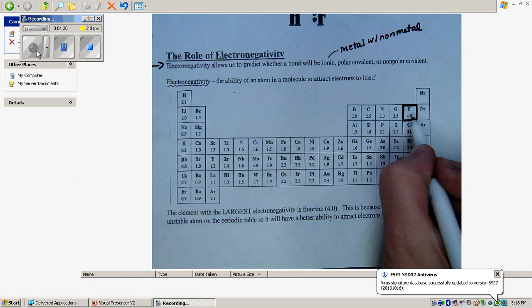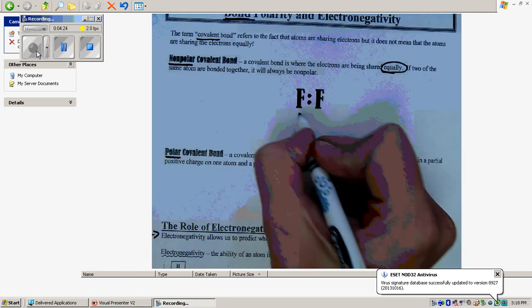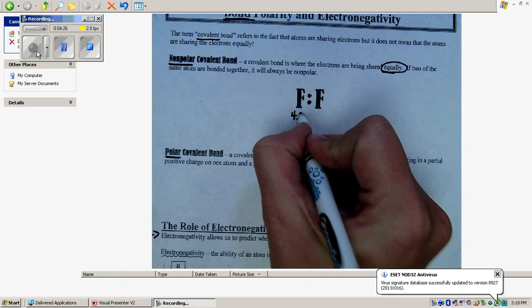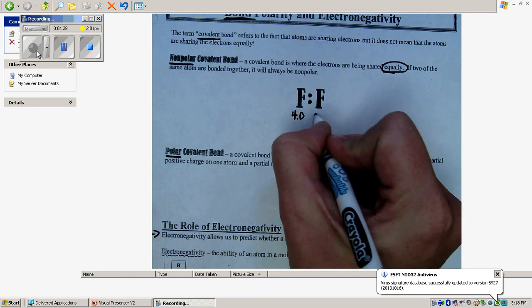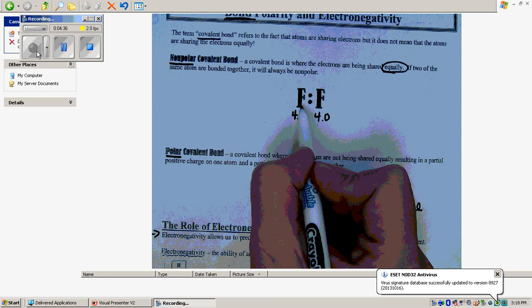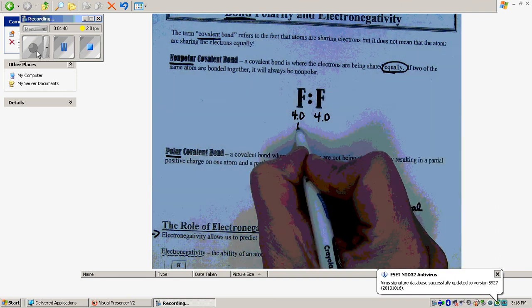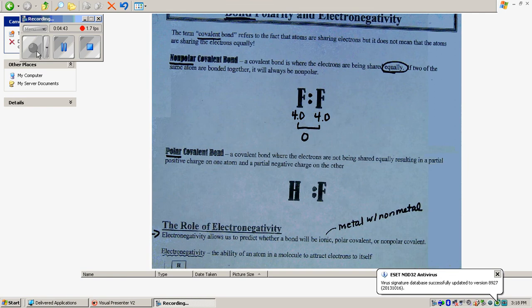So if you look up fluorine's value, you can see, if we go back to this problem up here, that fluorine has a value of 4.0, and the other fluorine is also going to be 4.0. So think of that number as how hard it's pulling. If this fluorine is pulling at 4.0 and this one's pulling at 4.0, net, you're going to cancel out. Their difference is 0. And so that force of pulling is going to be equal.